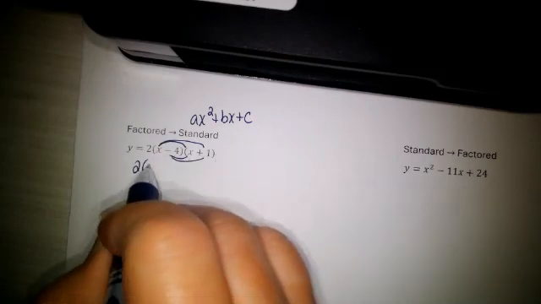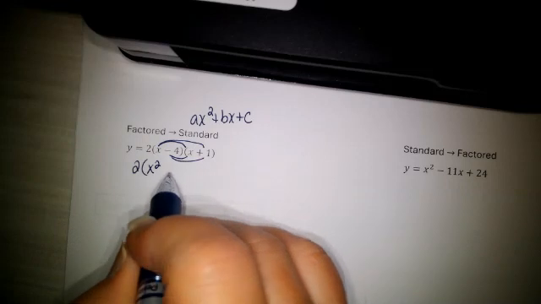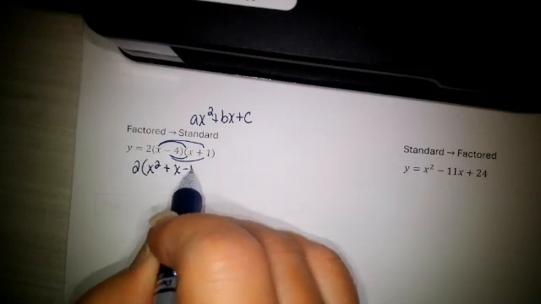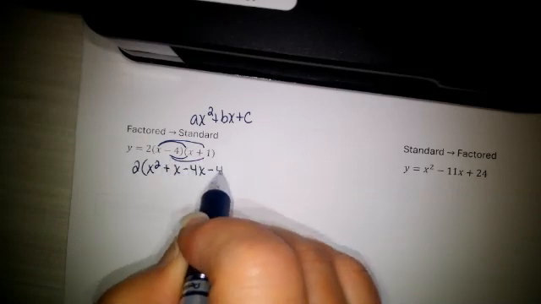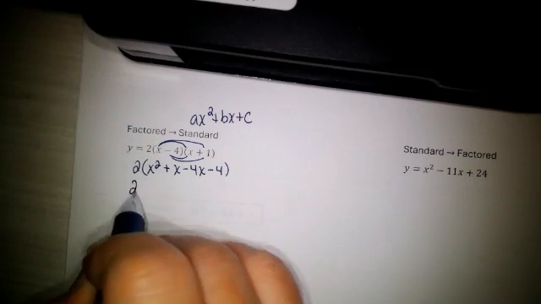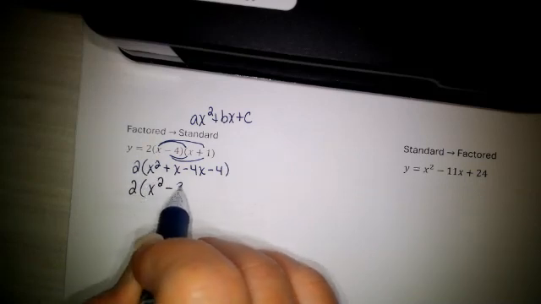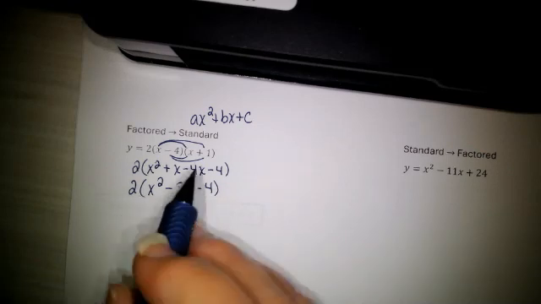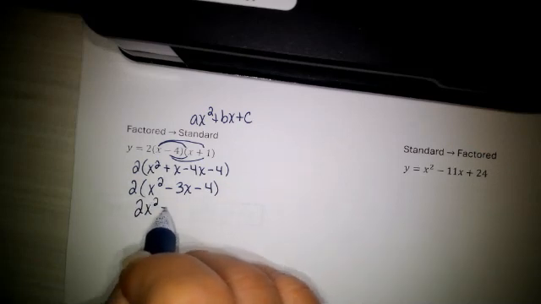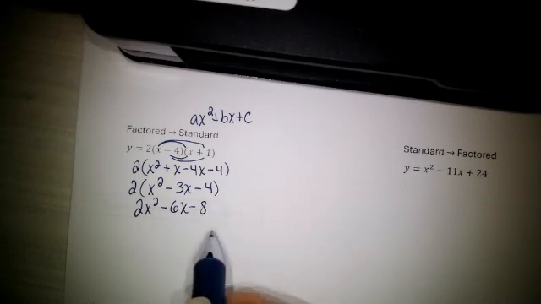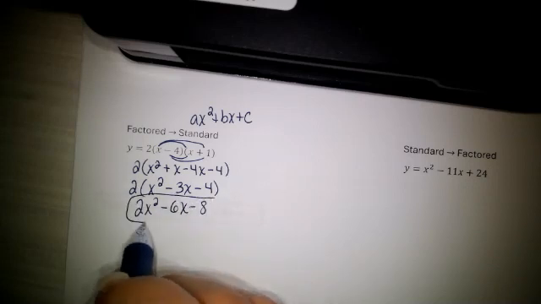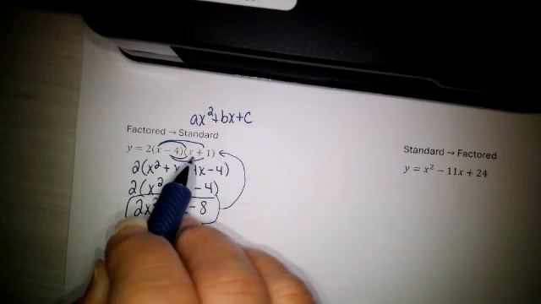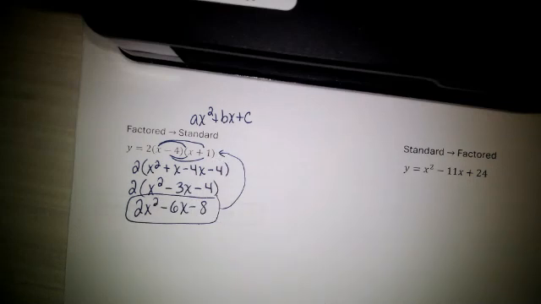So x times x is x squared. x times 1 is x, minus 4x, minus 4. So that gives me 2 times x squared minus 3x minus 4. And then I'm just going to distribute my 2. 2x squared minus 6x minus 8. This is the standard form equation for that factored form equation. So it's just multiplying and distributive property.